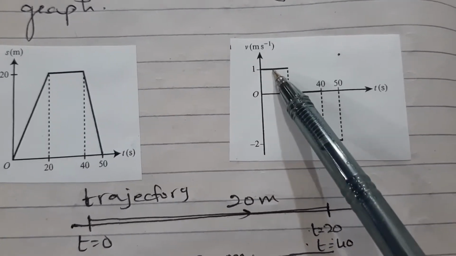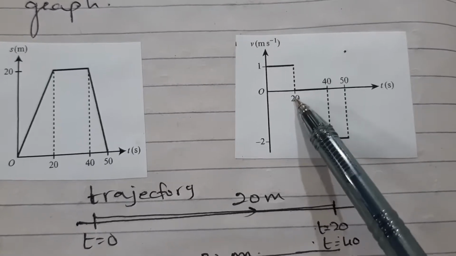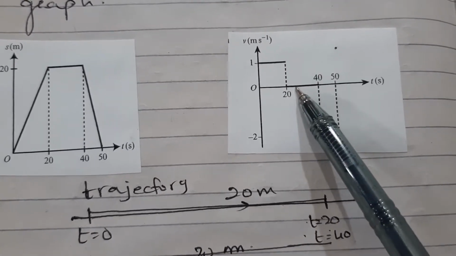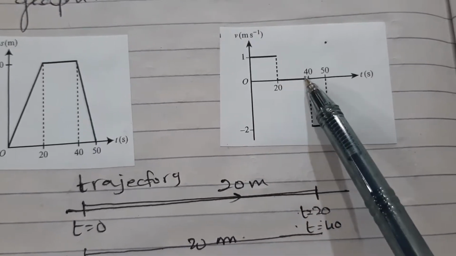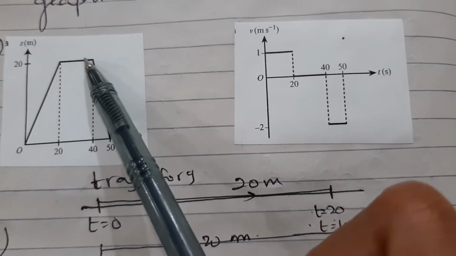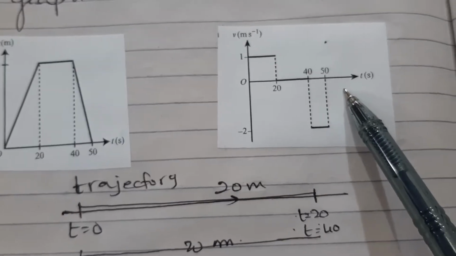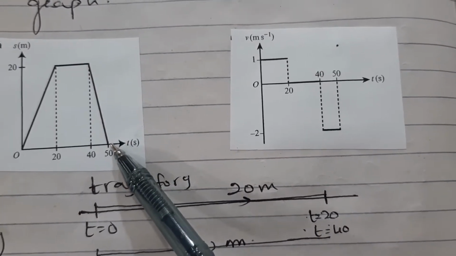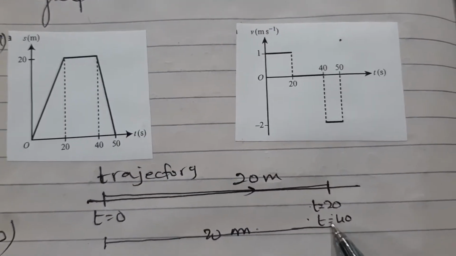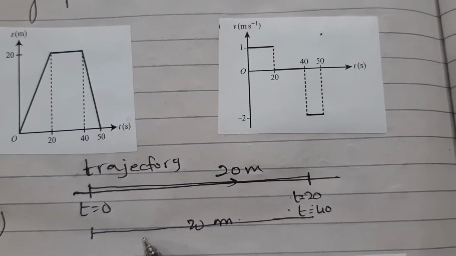So a straight line is showing constant velocity for 20 seconds. And then this line from 20 to 40 is on the 0. Right? 0 velocity. So 0 velocity means the object is stopped. And then when it is coming back, if you notice here, the direction has changed, so velocity is negative.